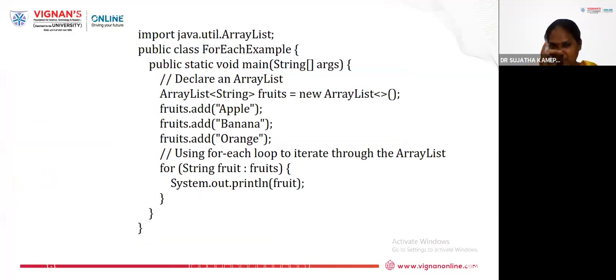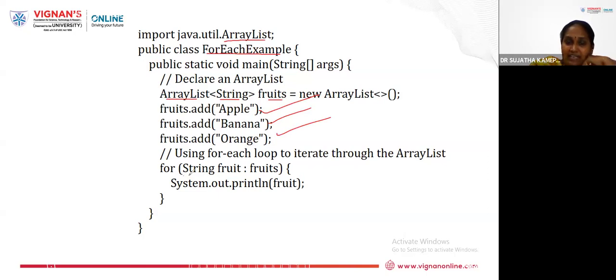Now here you can see one more example for each loop. Here array list is another predefined list type. We have taken the class for each loop example. Here we declared an array list with string items, fruits. The name of the array list is fruits. Now I added apple, banana, orange to that list, one by one. So I added these three values.